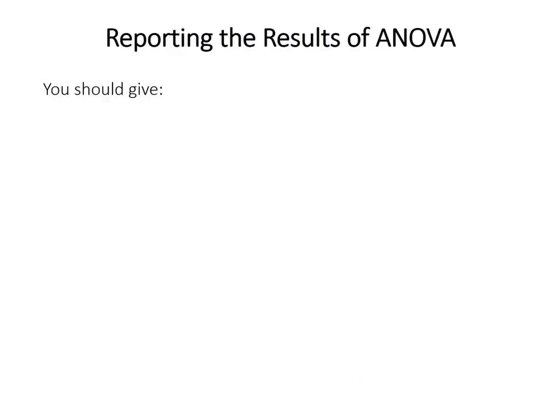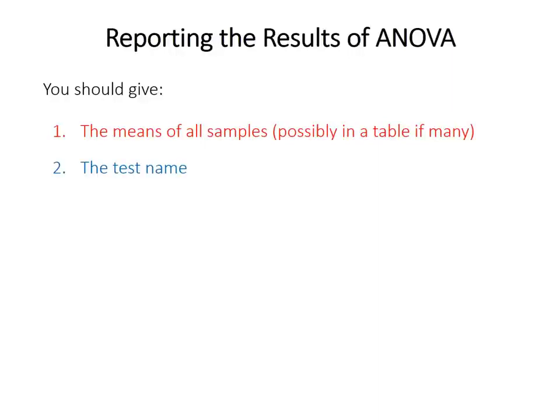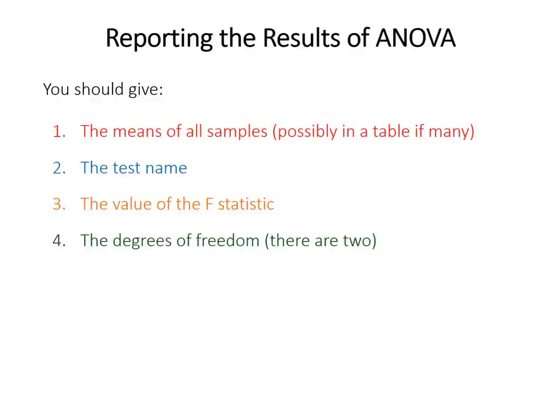So when reporting the results of an ANOVA, you should give the means for all samples. If there are 3 or 4, you can do that just in the text, but you may want a table if there are quite a lot of them. You should report the test name. You do ANOVA, or one-way ANOVA technically. You should give the value of the F statistic, the 2 degrees of freedom, and finally the p-value.